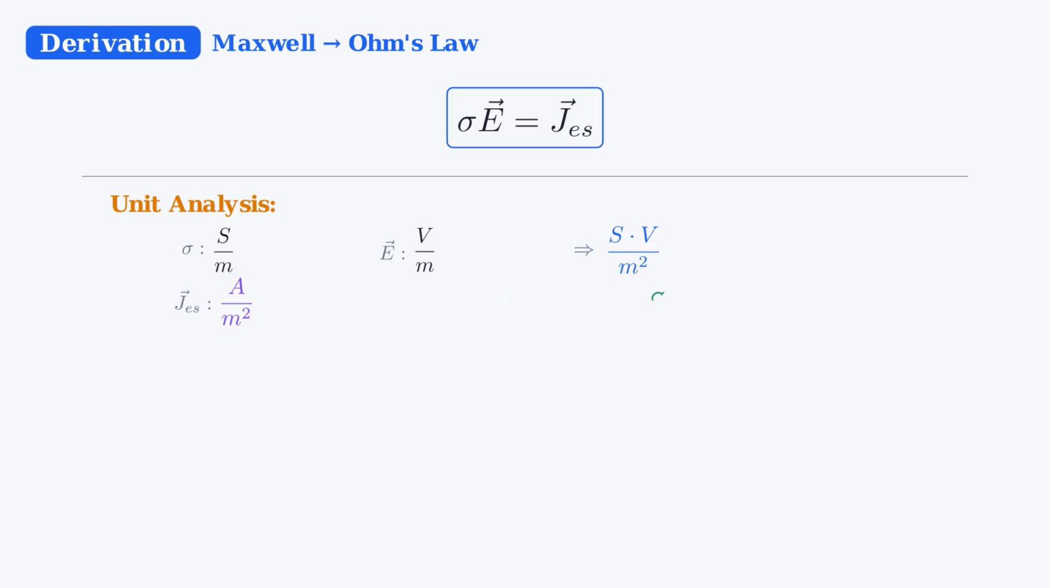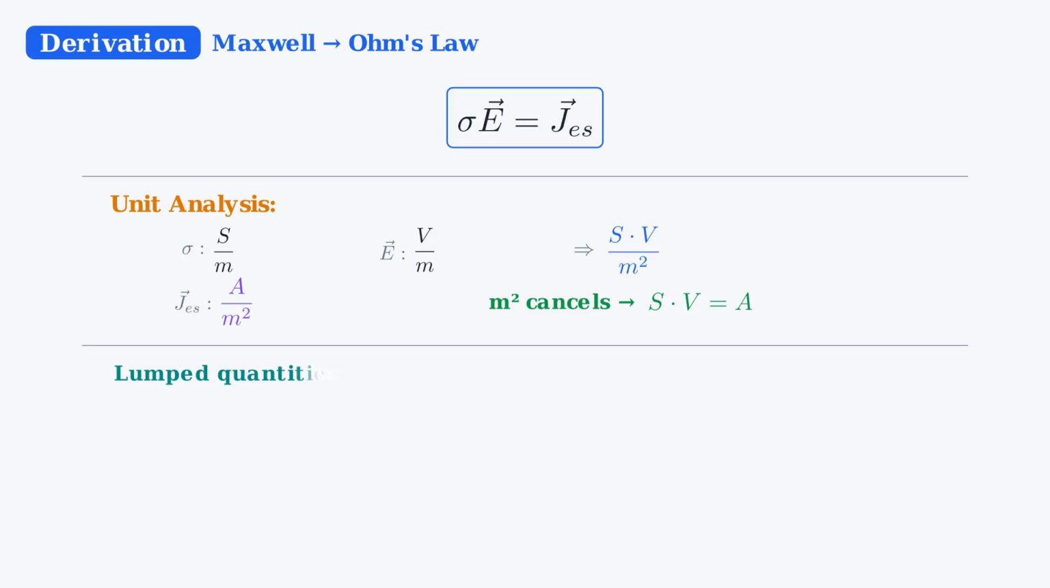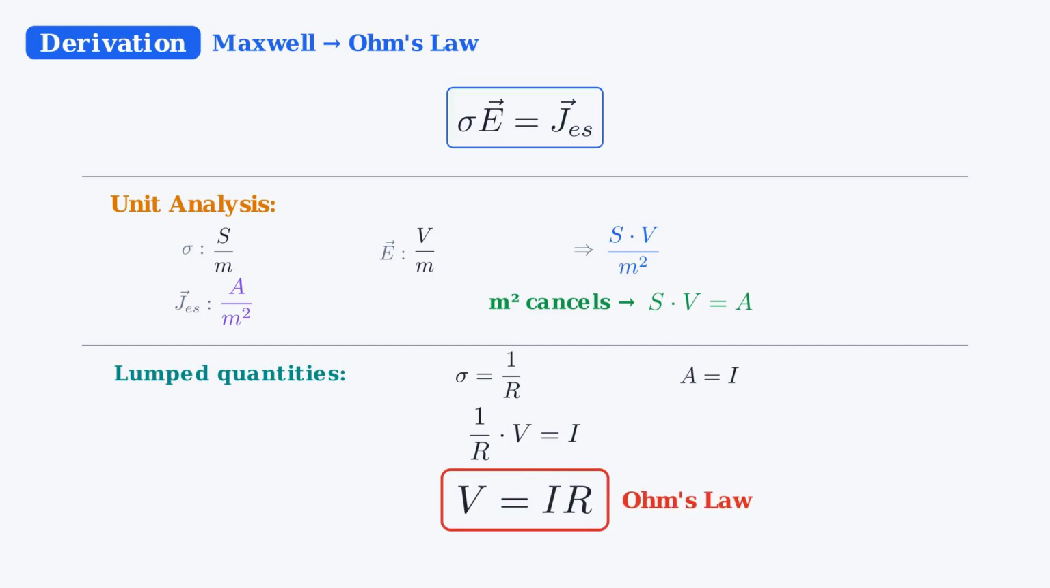In a DC circuit, nothing changes with time, so the dD/dt term drops out. What remains is sigma E equals JES. Now let's examine the units on each side. On the left, Siemens per meter times volts per meter gives us Siemens times volts over meters squared. On the right, amperes over meters squared. The meters squared cancel from both sides.